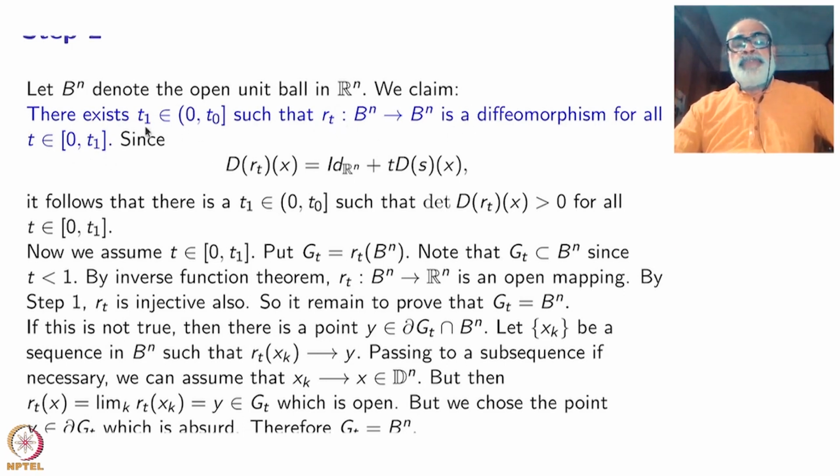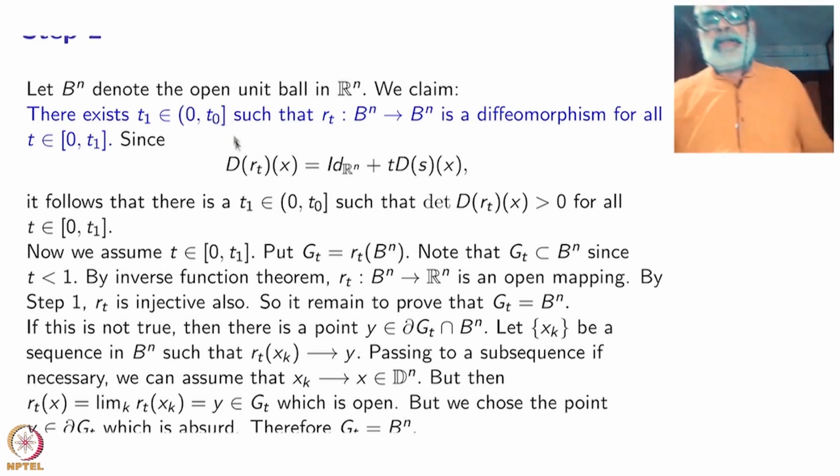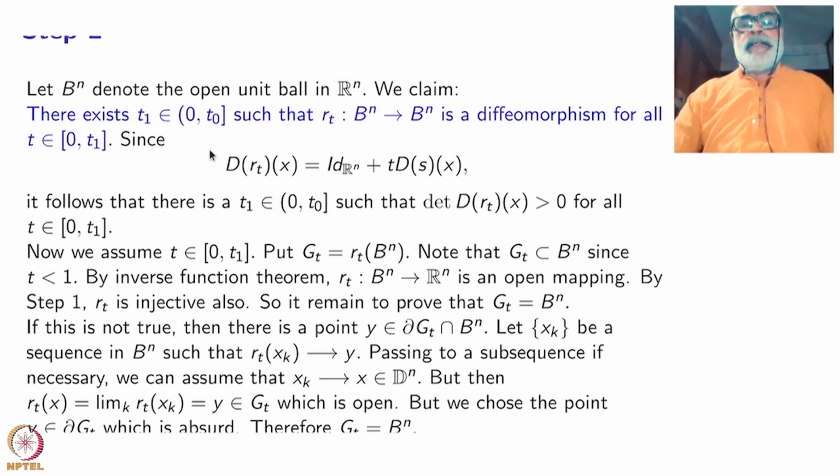If this T1 is larger than T naught, we will take a smaller one than that. Once it is true for all that, then you can take T1 equal to T naught itself. That's all. That is not a big problem. So we have to find such a T1, which is positive. That is the whole idea.